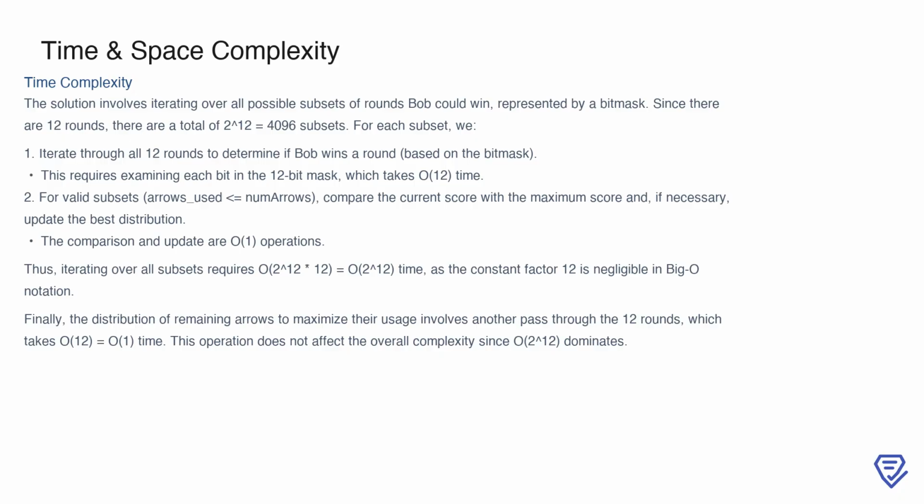Overall, the time complexity for iterating through all subsets is O(2^12 * 12), which simplifies to O(2^12), since the factor of 12 is considered negligible. At the end, when distributing any remaining arrows, we perform one final pass through the 12 rounds, which contributes O(12) or O(1) to the complexity. Therefore, the dominant term is 2 to the power of 12, making it the overall time complexity of the algorithm.